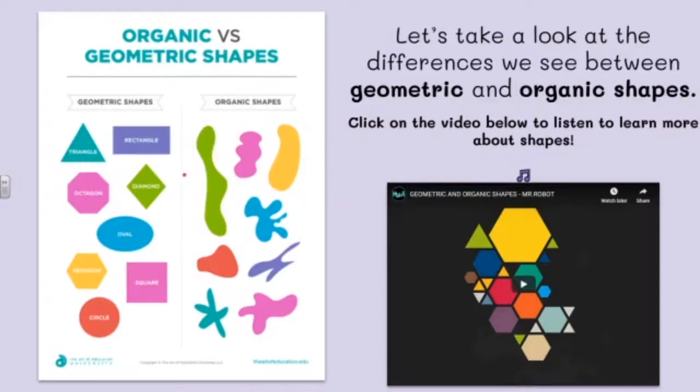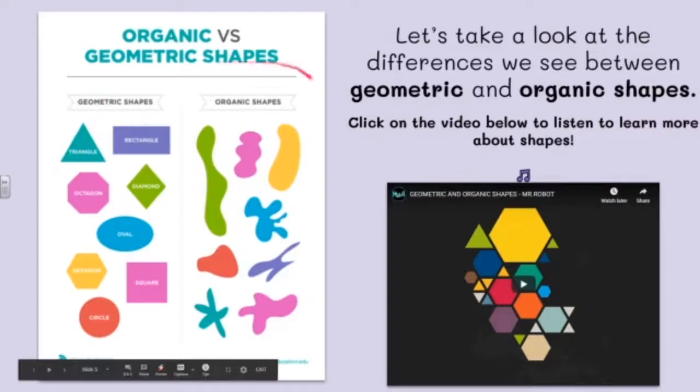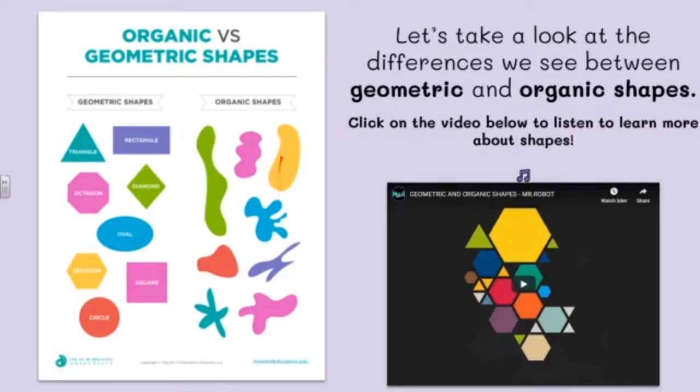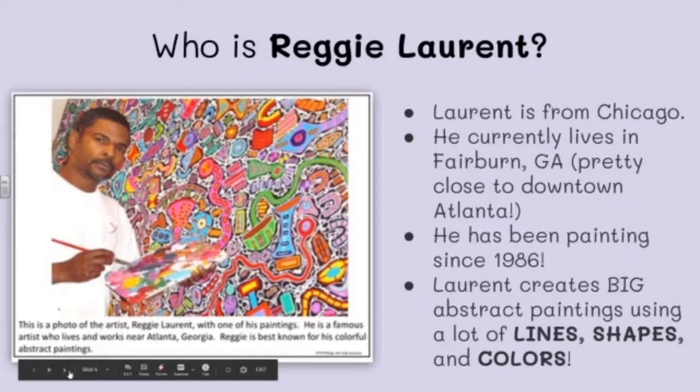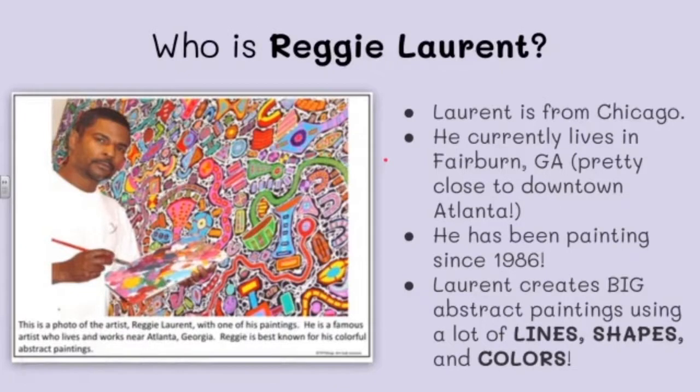Okay? Another way you can remember is that geometric shapes are symmetrical. So if a shape is symmetrical, whenever you draw an imaginary line straight down the middle of it, it will be the same on both sides. If I come over here and I try to cut this yellow shape in half, is it the same on both sides? No, this side's a little bit wider than this side over here, so that means it is organic. So today we are going to be making organic and geometric shapes. But first, let's learn about our artist for this project.